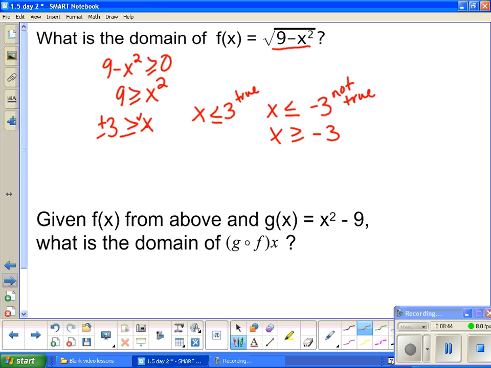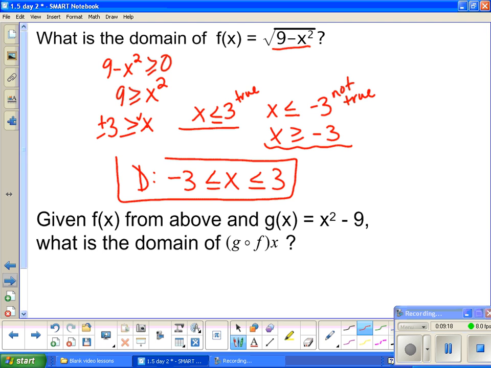Okay, let's try negative 2. So 9 minus negative 2 squared is 9 minus 4. That's true. If you look at how this is written, I can rewrite my domain. It is now an AND domain restriction. So x is greater than negative 3, and then less than 3. So my original domain is restricted.